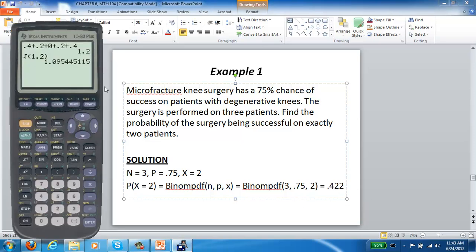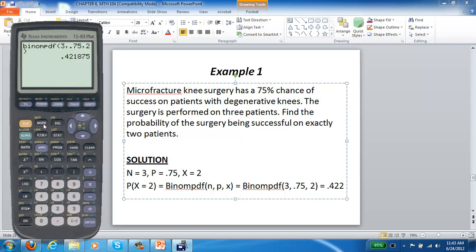So let's now use the graphing calculator. You have to go to second, variables, and then this is a TI-83 that I have, you go to 0. But if you have TI-84, you have to go to letter A. Alright, so for now we go to 0, binomial PDF. Click enter. The next step is 3, 0.75, 2. Close the parenthesis, enter, and this is going to be the probability.